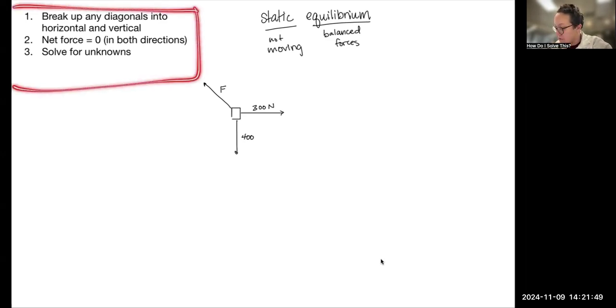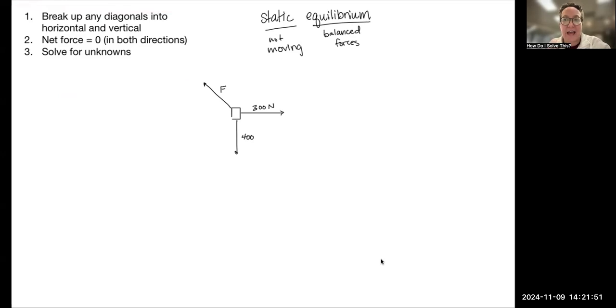So the first thing we need to do, and I've got up here for you my 1, 2, 3 guide to how to solve these problems, is break up any diagonal things into horizontal or vertical. So here we've got Fx and Fy. In other words, this diagonal force that we're pulling to the left and up, well, we could replace that with a force that's just to the left and a force that's just up. And our question would be, how big do those need to be?